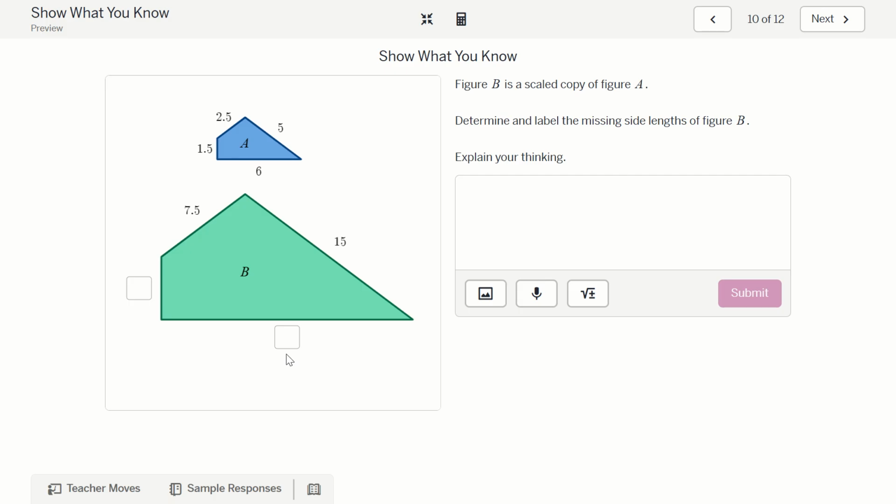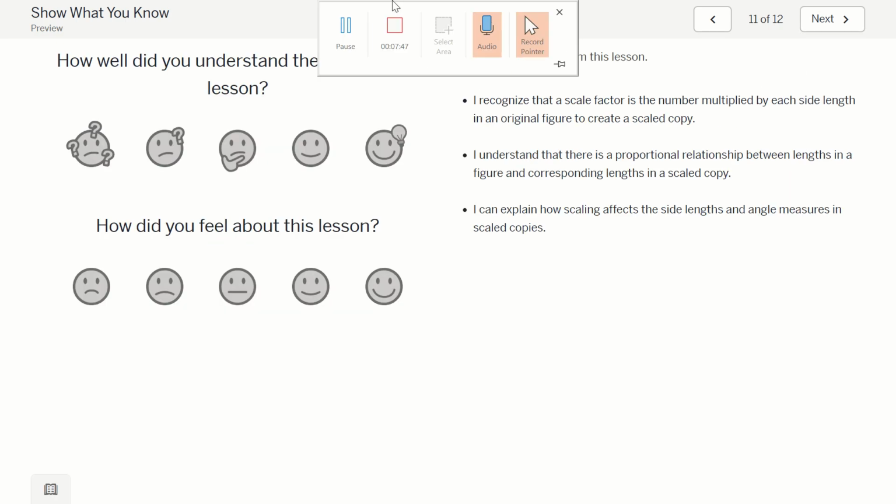This one, on your computer, before you leave today, type up what the missing sides are before you leave. And then remember, tomorrow is a work period. That's the end of the lesson. So I'm going to stop the recording.